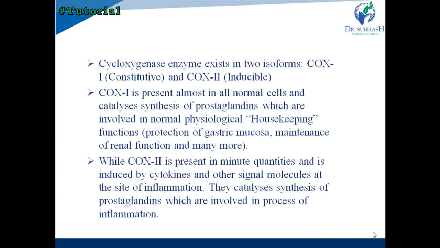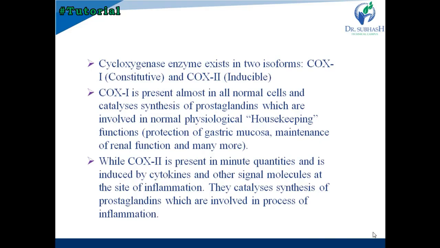COX-1 is present in normal cells, while COX-2 is induced at the site of inflammation, inducible at the site of inflammation. COX-1 is involved in normal physiological means housekeeping functions of our body, while COX-2 produces prostaglandins, which are involved in the process of inflammation.